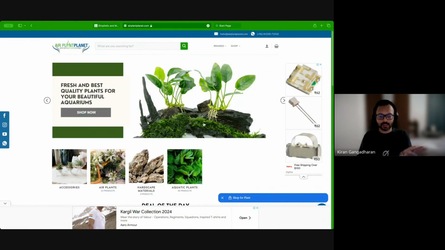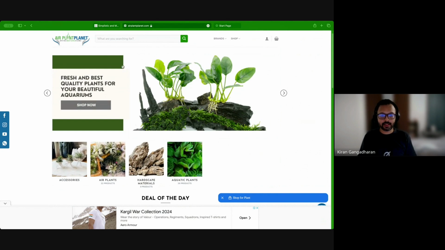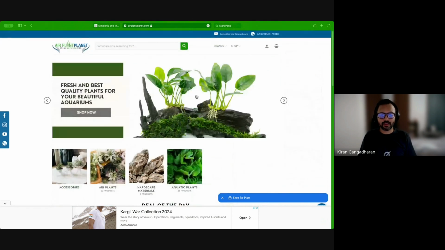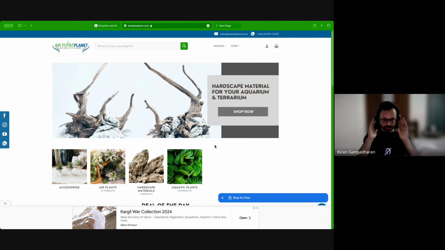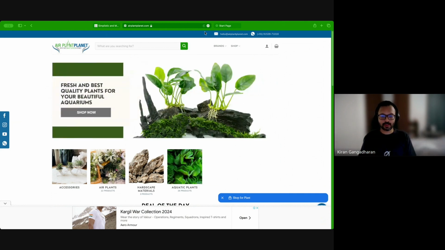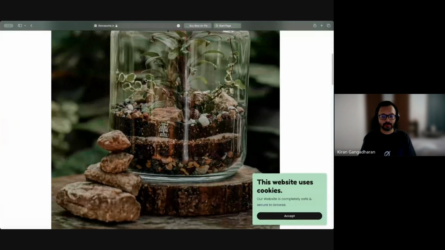The other place, my go-to place for supplies, is Air Plant Planet. They are located in Brookfield here, but they also ship across India. I think 95% of all the plants I have are from here. They have full aquarium and terrarium setups. If you go to the store, you can check Google Maps, and they have a nice display of aquariums and terrariums in their shop. So this is a good place. And that's mostly it.